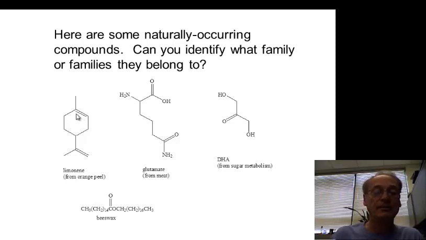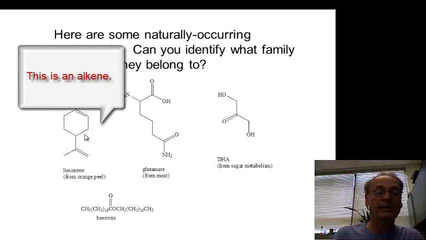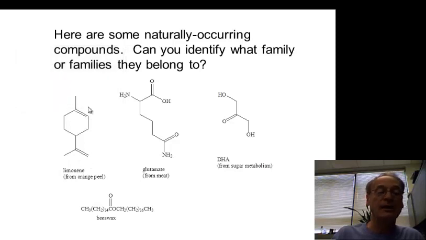Notice that this compound has a carbon-carbon double bond in it, so therefore it's an alkene. It has another carbon-carbon double bond in it, so does that make it another alkene? Well, no, this is just an alkene. It happens to have more than one double bond in it. To be more specific, it's a diene, meaning two alkenes, but in terms of the family, it's just an alkene because it has a carbon-carbon double bond.